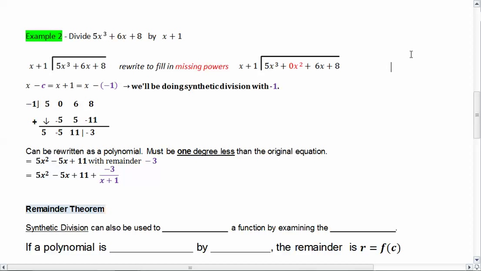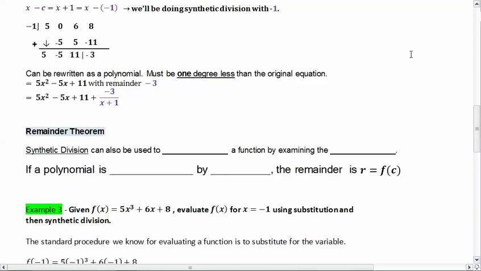And we want to know what our c is equal to, right? We're going to be dividing by some c, so we need to figure out what c is. We know the equation is x minus c. We're given an x plus 1. So x plus 1 is going to equal our x minus c, and in this case, our c would then have to be -1. So we're doing synthetic division with -1.